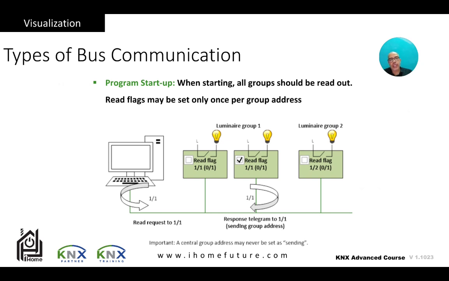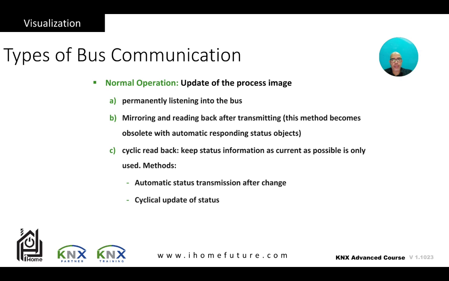Like here, the visualization is querying a group address, and I want to make sure that only one group object has a read flag, so it will read that group object's data. Otherwise, it will be reading more than one data, or getting one and leaving one, so the reading will not be very accurate.